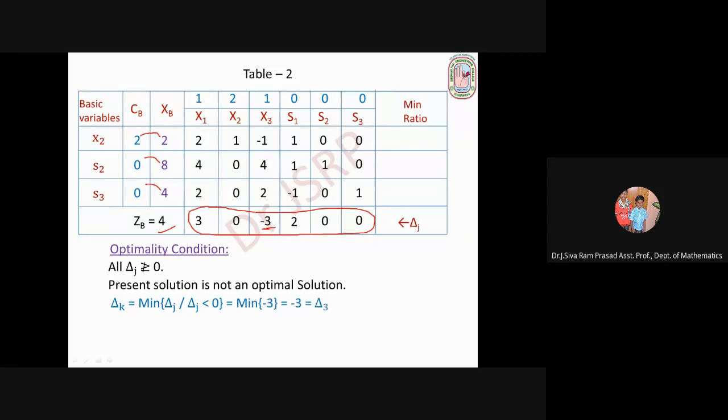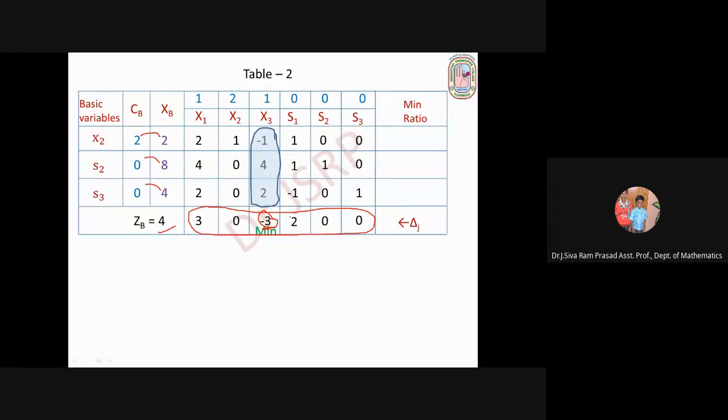That is corresponding to third variable x3. So x3 is entering basic variable. Circle it.